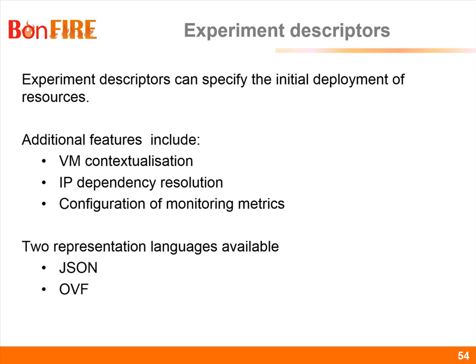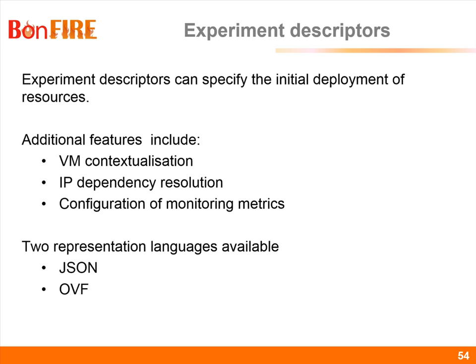But you can go on to the experiment descriptors and specify all your initial deployment of your resources, save that, and use it again. And as part of it, you can add and script effectively your contextualization of VMs. That's the addition of environment variables, as I said before. It does IP dependency resolution, so you give symbolic names to the servers that you want, and the IP is substituted for you. And also, the deployment order is decided for you.